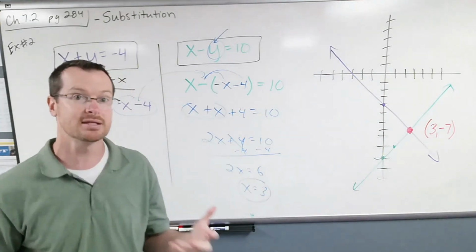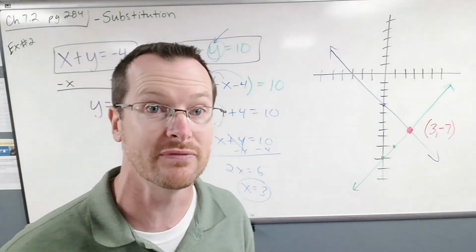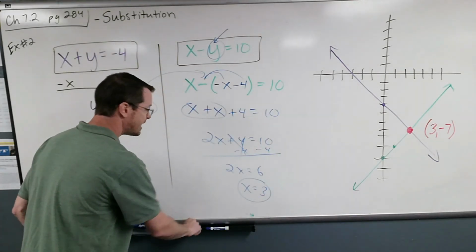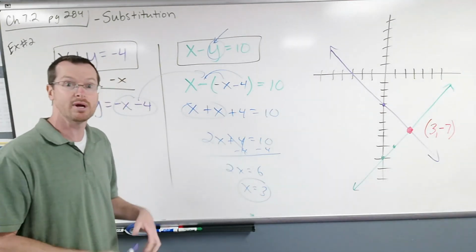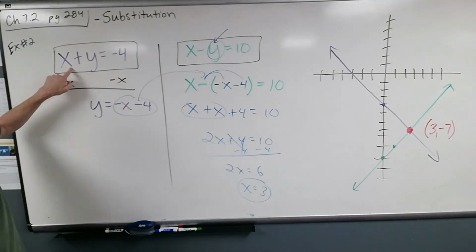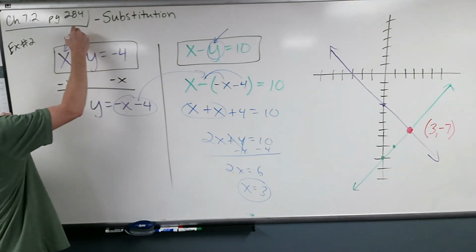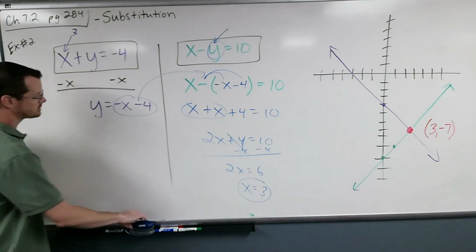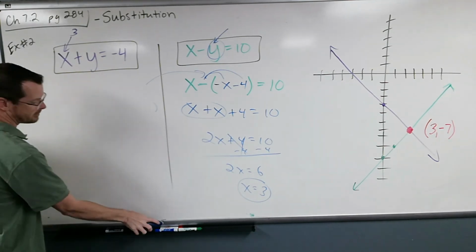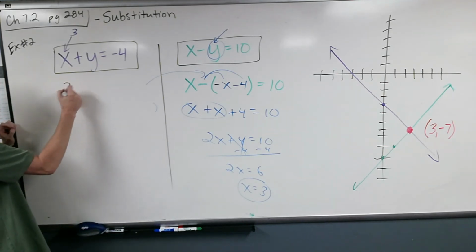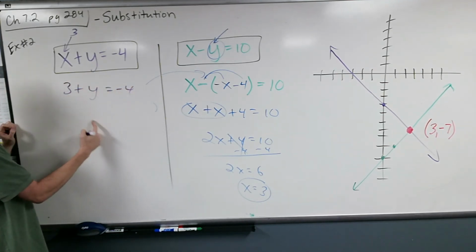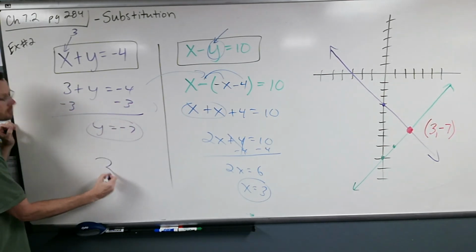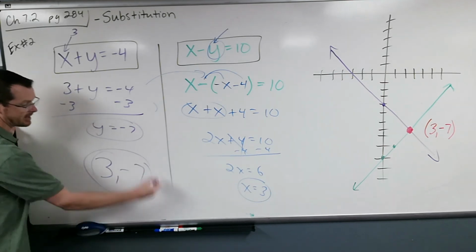Well, now that I know that x is equal to 3, that's the first half of the point that I'm looking for to find out where the actual intersection is. So if I know that x equals 3, I can plug that back into either one of my equations, probably both, just to make sure. I can plug it in right here. If I plug in a 3, then I would have 3 plus y equals negative 4. And if I subtract 3 on both sides, I'll get y is equal to negative 7. That gives me the point 3, negative 7. That's my answer. That's the intersection point.